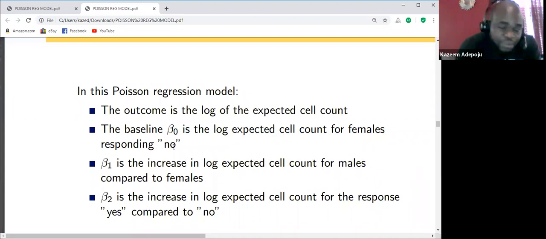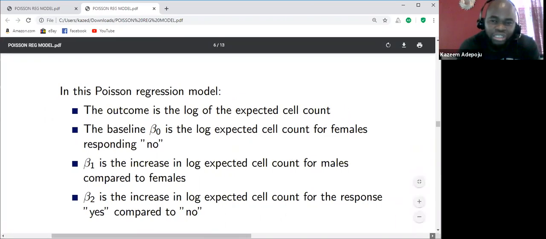For females responding no, don't forget that we coded female as 0 and no as 0. And don't forget the way we normally interpret the intercept: it assumes the predictor is 0. Beta 1 is the increase in the log expected cell count for male compared to female. And beta 2 is the increase in the log expected cell count for the response yes compared to no. I think you know that now. Now, let's go through the results.